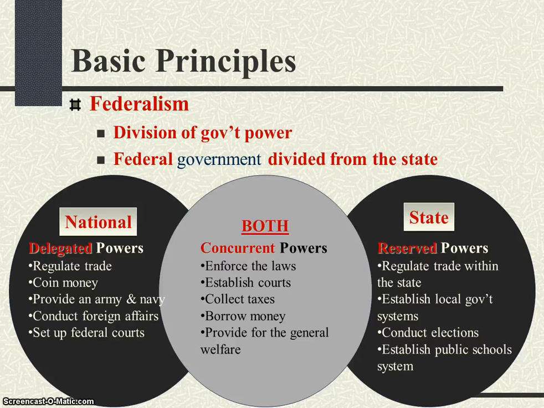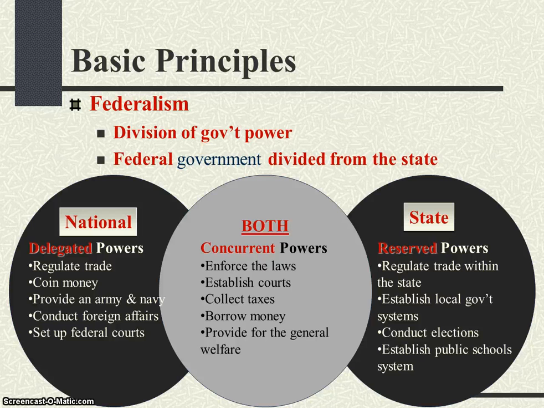Okay. Our fifth principle that we're going over right now is federalism. And federalism is the division of government power. So you have the federal government, which is your national government or central government, and then it's divided from what powers your states have. So if it is a national power or federal power, it's known as a delegated power. So that is delegated or specifically stated as something the national government can do. Those things are regulate trade, to coin money, so we can fix that issue from the articles where everybody had all kinds of money running around, provide an army and navy, conduct foreign affairs, set up federal courts.